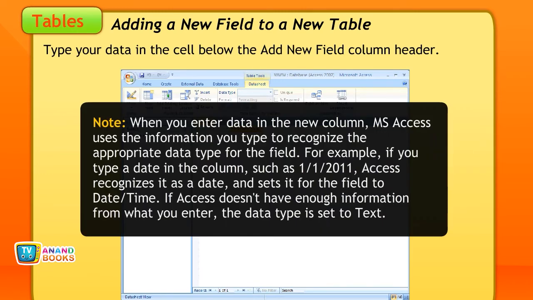Note: when you enter data in the new column, MS Access uses the information you type to recognize the appropriate data type for the field. For example, if you type a date in the column such as 1/1/2011, Access recognizes it as a date and sets the field to date or time. If Access doesn't have enough information from what you enter, the data type is set to text.